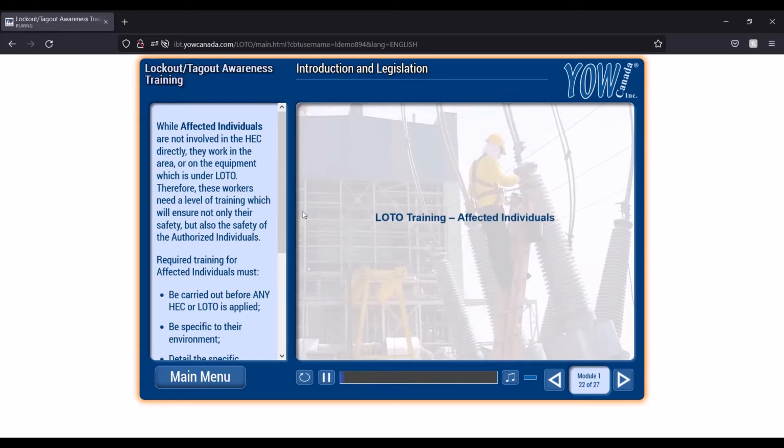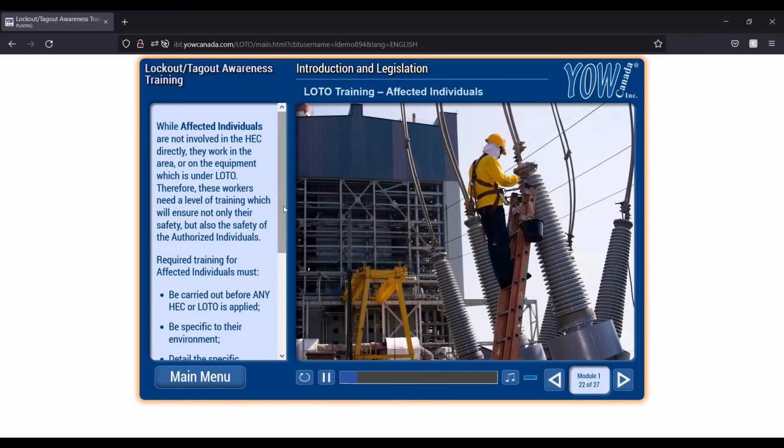Loto Training. Affected individuals. While affected individuals are not involved in the HEC directly, they work in the area or on the equipment which is under Loto. Therefore, these workers need a level of training which will ensure not only their safety, but also the safety of the authorized individuals.